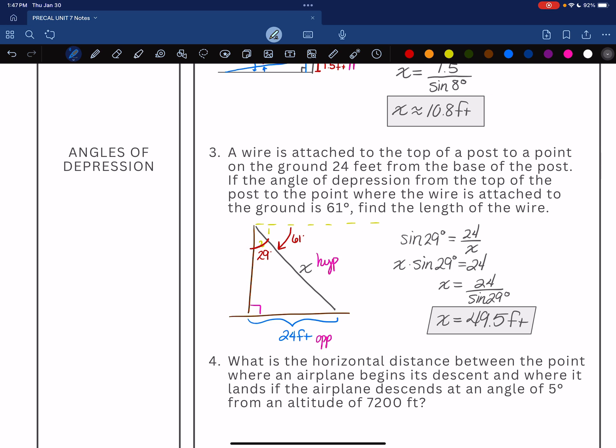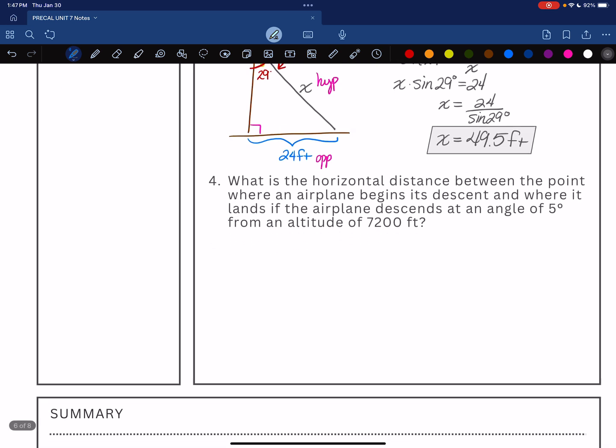There you go. Last one for this video. One more angle of depression problem. What is the horizontal distance between the point where an airplane begins its descent? Okay, so we've got an airplane. Here's our airplane, its wings, little tail. I know, isn't it great? Such a skilled artist I am. So there's our airplane. What is the horizontal distance between the point where the airplane begins its descent and where it lands?